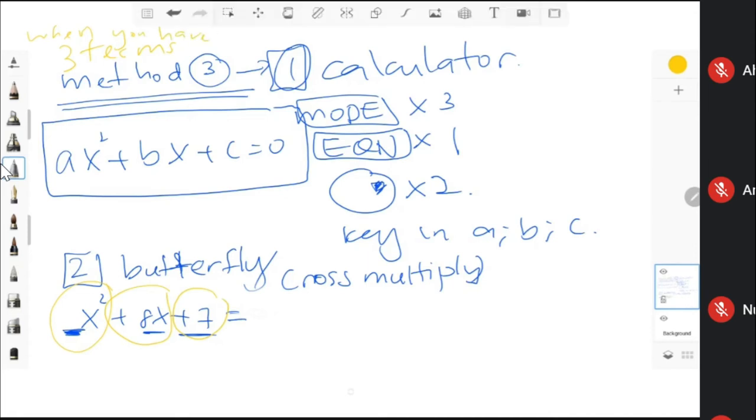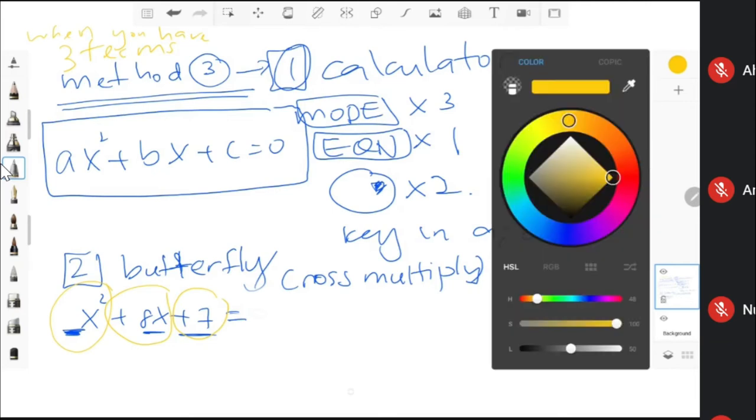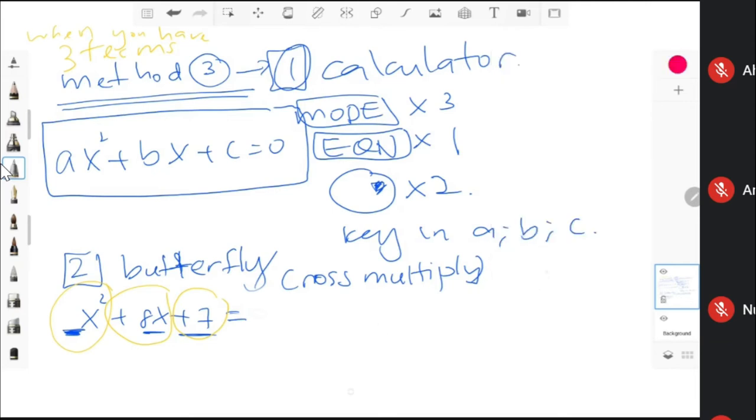Okay, now, what do you mean by cross multiply? Or butterfly? First, you just draw a butterfly, across lah. The factors of X is X times X, right? What about the factor of 7? 1 times 7, am I right? So you put here 1 and 7, here X and X. And then you draw a table.